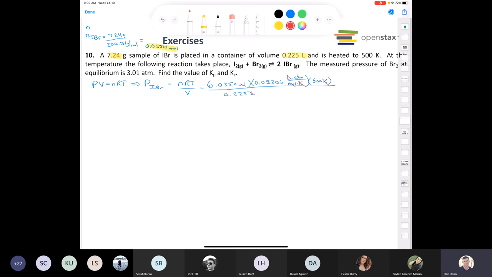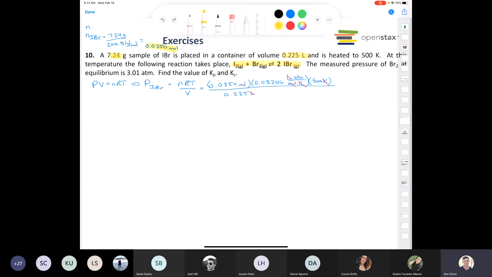Remember, everything in this formula is a gas. A gas has a mass, doesn't it? So even though they're telling us it's 7.24 grams of a sample of IBR, it might be a knee-jerk reaction for you to say, well, it's 7.24 grams, so it must be a solid. Well, that's not necessarily true. We can weigh a solid, we can weigh a liquid, we can weigh a gas. So it's 7.24 grams of a gas.